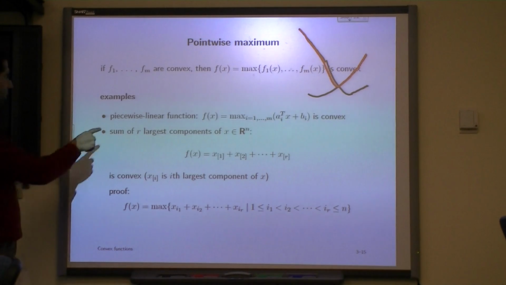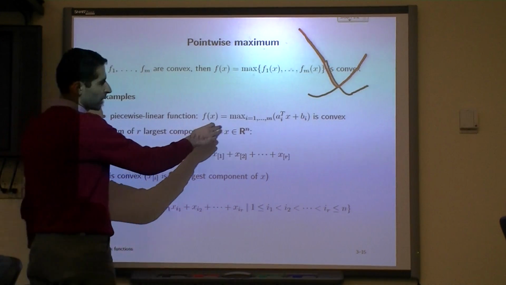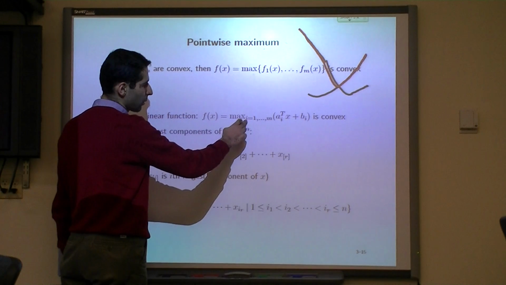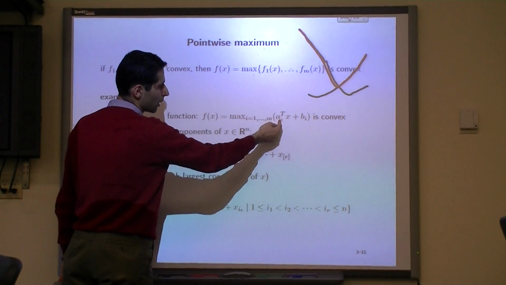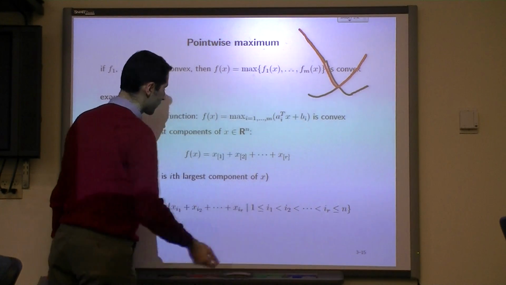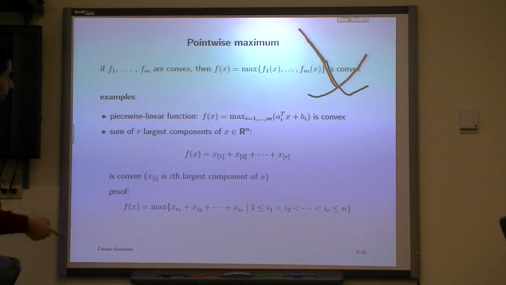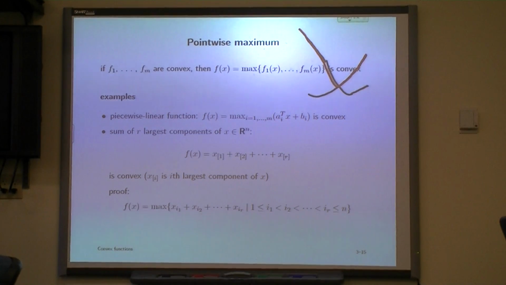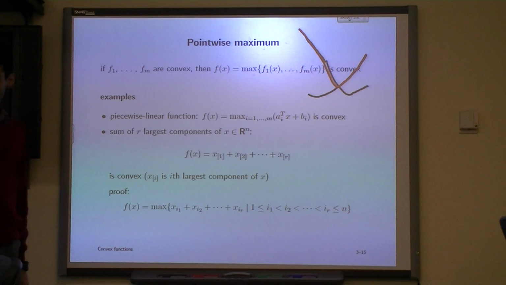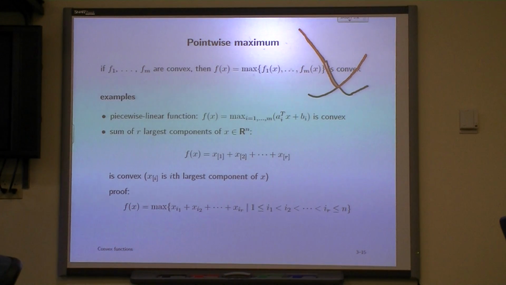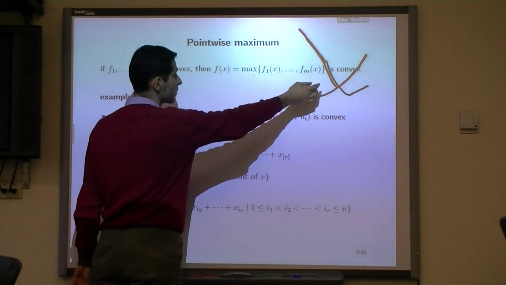For example, if we have a piecewise linear function f of x, which is the maximum over i of ai transpose x plus bi, this function is convex. This one is one function, this one is another function, so we just want the maximum of them. If each of these functions is convex, their maximum is convex.